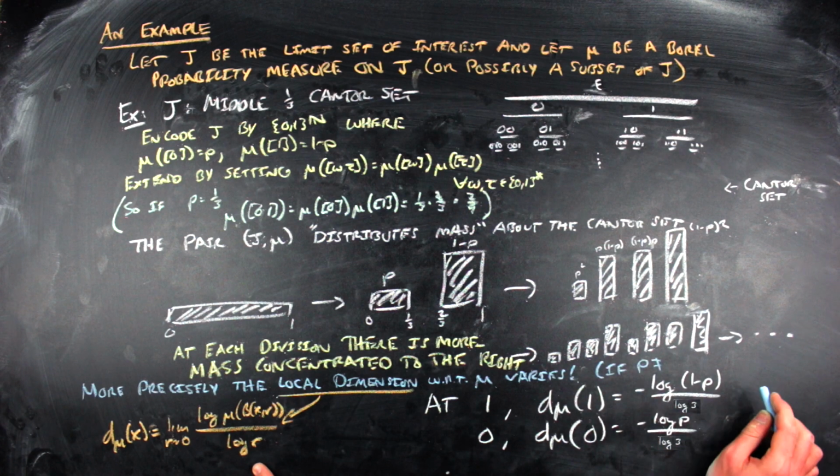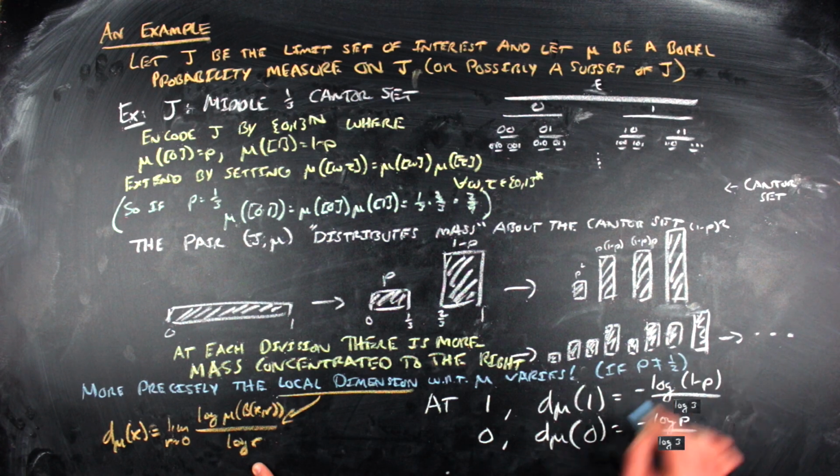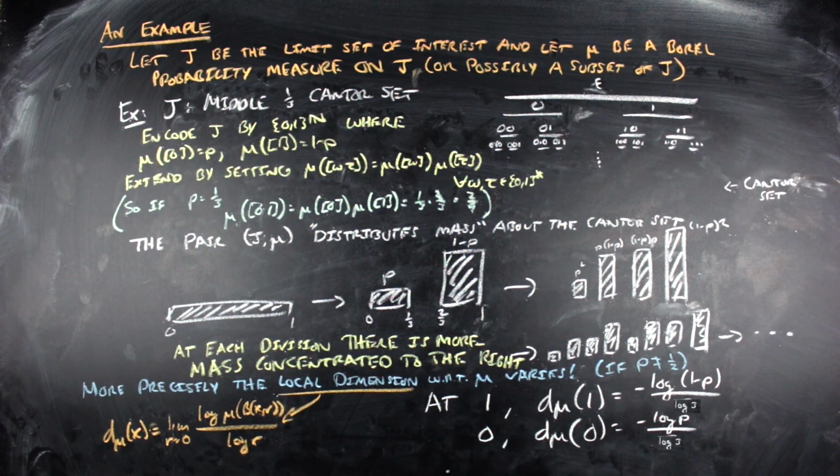And then at 0, where you're choosing to distribute less mass at each point in the construction, you're going to have the local dimension of 0 with respect to mu be equal to minus log of p over log 3. The important thing here is that the mass is distributed in terms of this dimension analysis in different ways. Locally, 1 looks like a different thing from a point of this local dimension than 0 does.